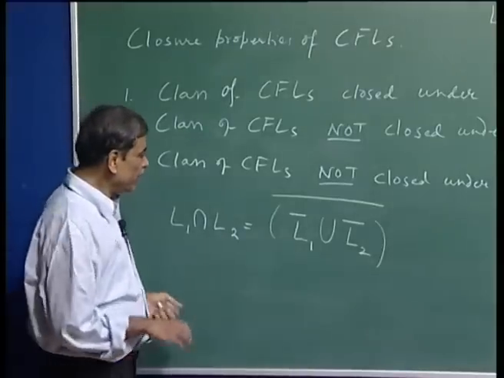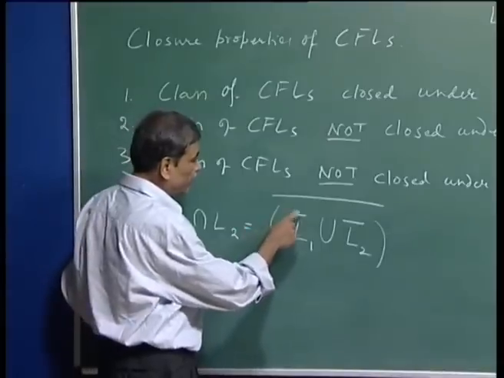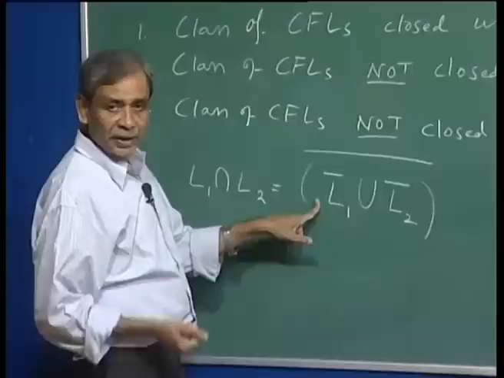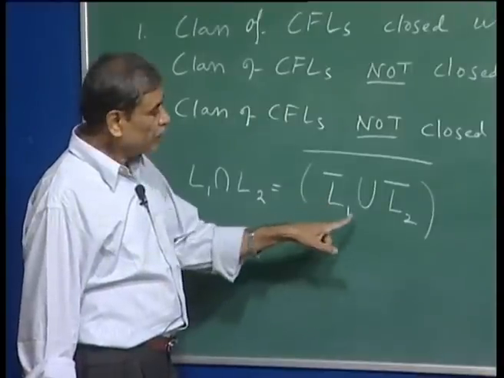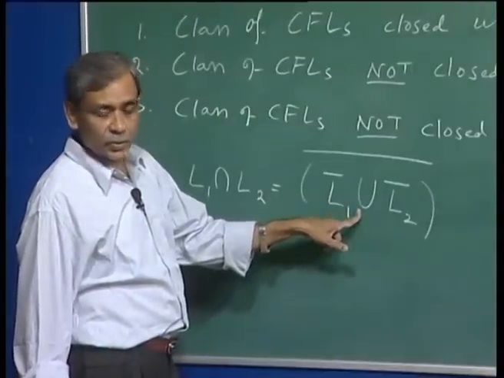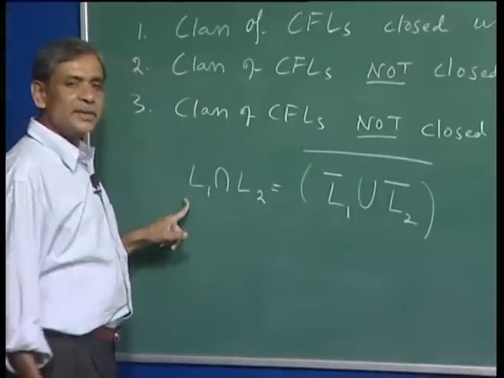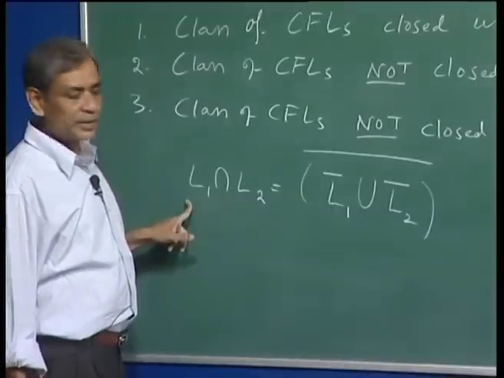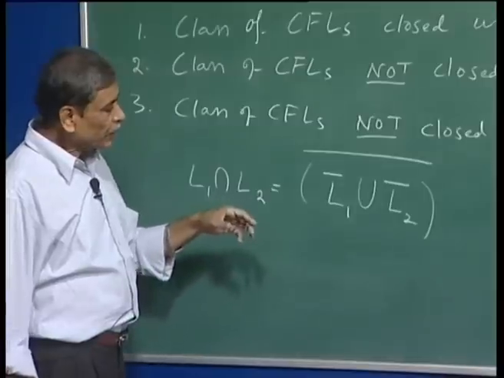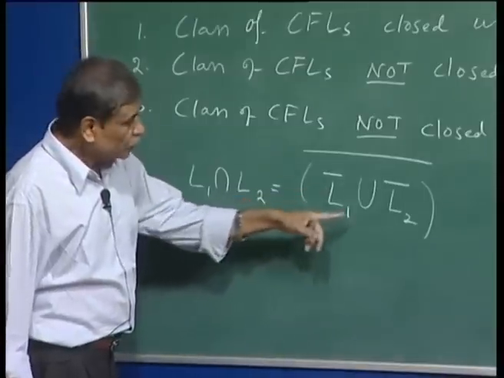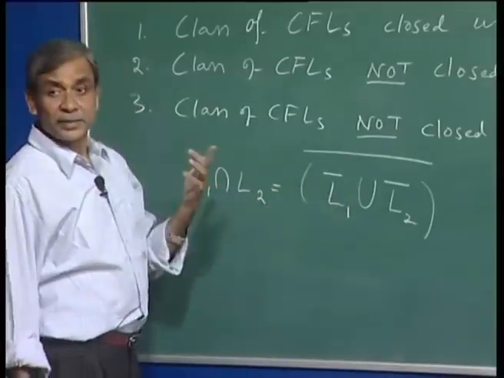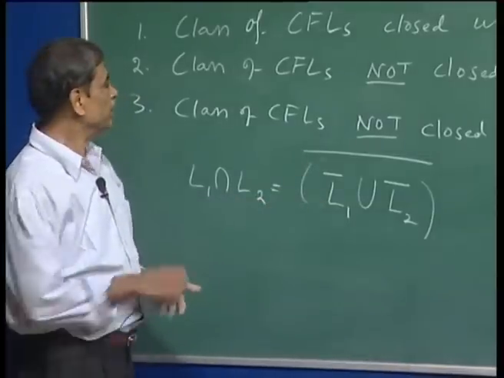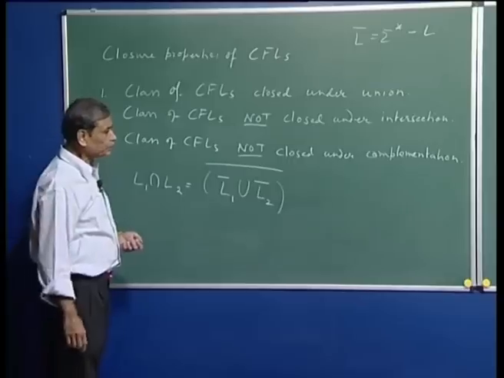So in other words, what I am saying is, if the class of context free languages was closed under complementation, along with the fact that this class is closed under union, we would get that the class is closed under intersection. But we know this class is not closed under intersection, and we also know it is closed under union. So, what is the possibility left? That it is not closed under complementation, right. So, that is how we prove 3.